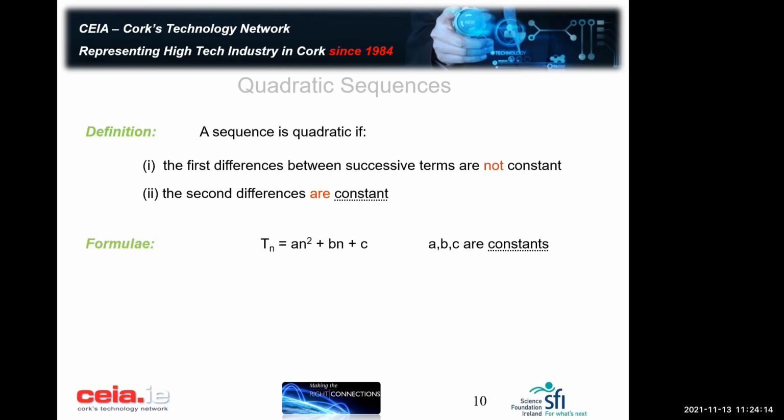So you have the formula for a quadratic sequence. It's T of n is equal to an squared plus bn plus c. Again, a, b, and c are constants. But the thing that's really important to remember is that a is always equal to half the second difference. You can get the second difference by subtracting the first differences. You get a constant second difference, but half of that is a for that formula. That's the key to solving those questions.